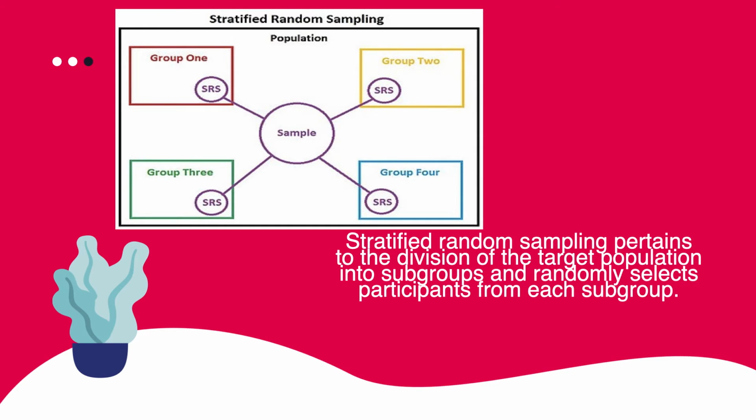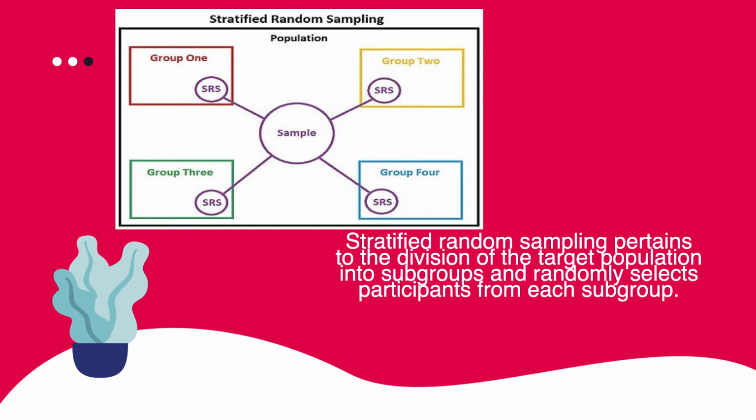Stratified sampling involves dividing the population into subpopulations that may differ in important ways. It allows you to draw more precise conclusions by ensuring that every subgroup is properly represented in the sample.